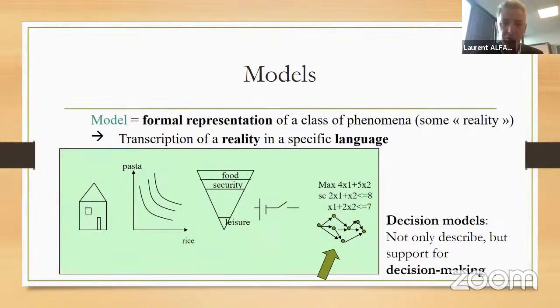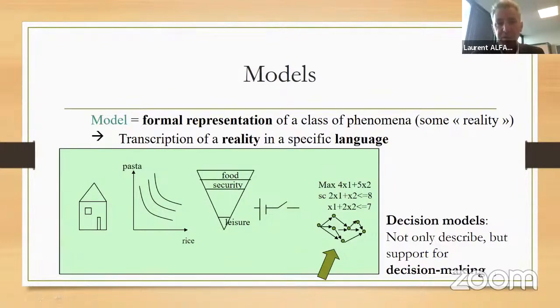You have an electrical circuit here. And then the last one, with this maximization problem, is what we call a linear program, an optimization problem. X1, X2 are variables, could be the number of tons of product one and product two produced. And this is actually an optimization problem. The second one here is a graph.